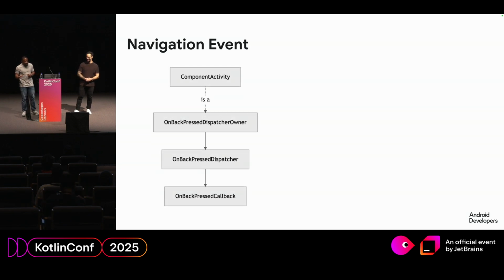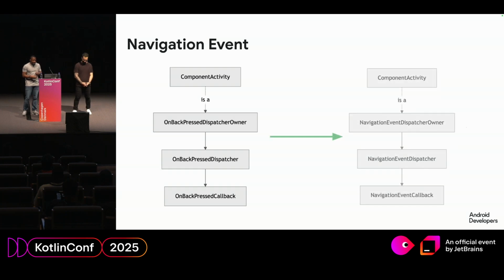We took all the parts that we liked about our current system, so the owner, the dispatcher, and the callback, and we gave them a new name, navigation event, and then we created those components as part of the Kotlin common source set. So most of the library is in the common source set, because there's nothing platform specific about this particular part of the code. And that was easy enough, but that's just for handling the events.